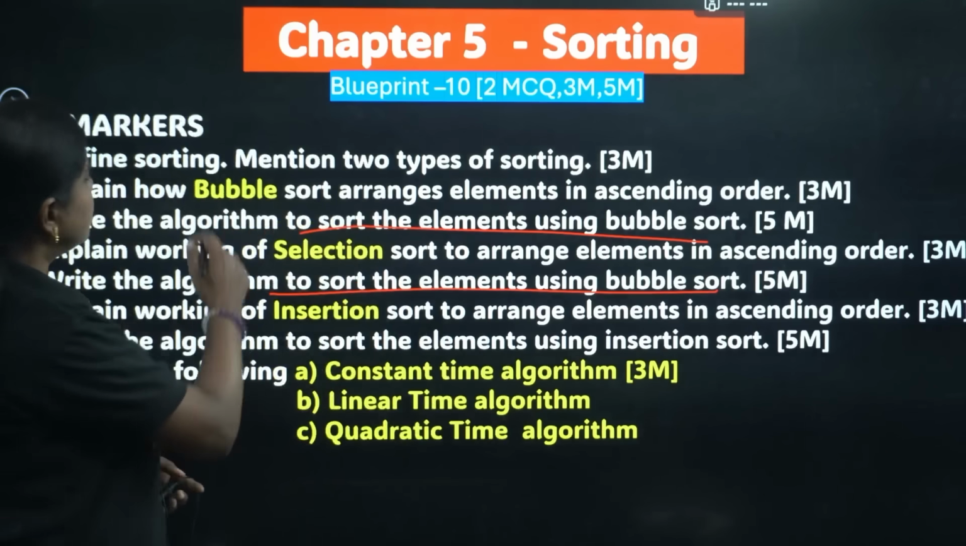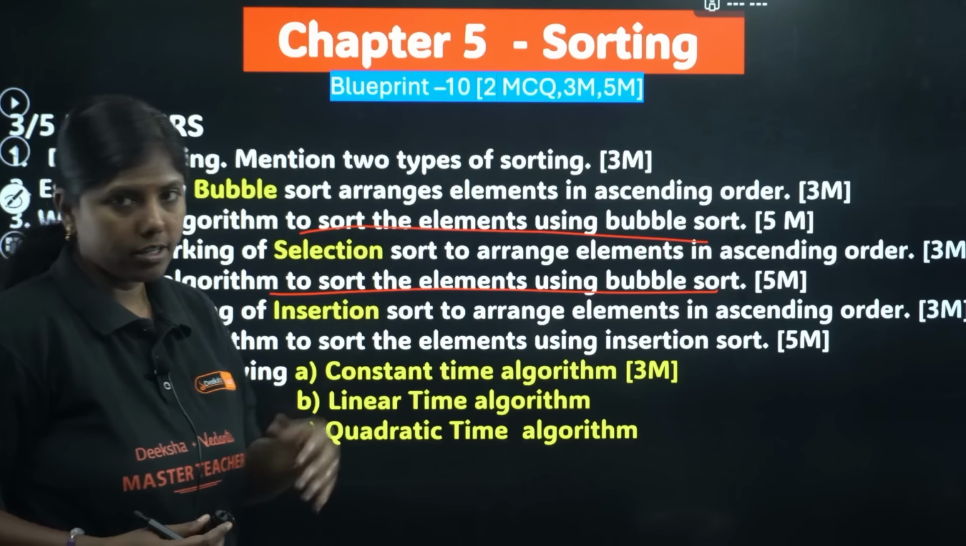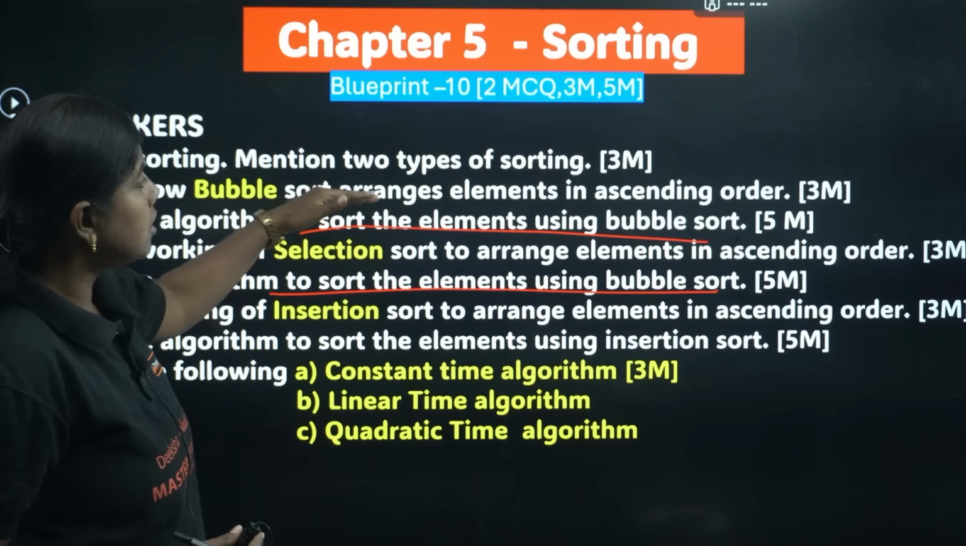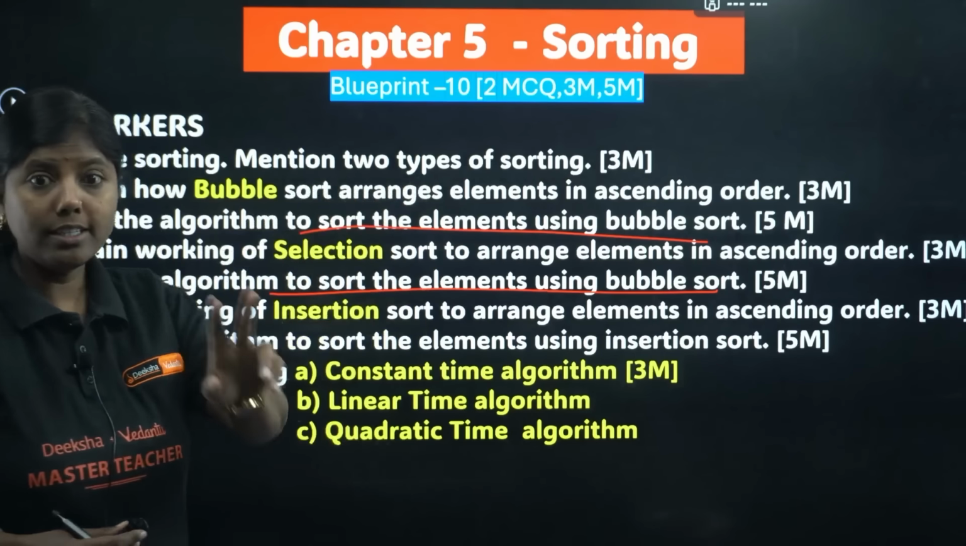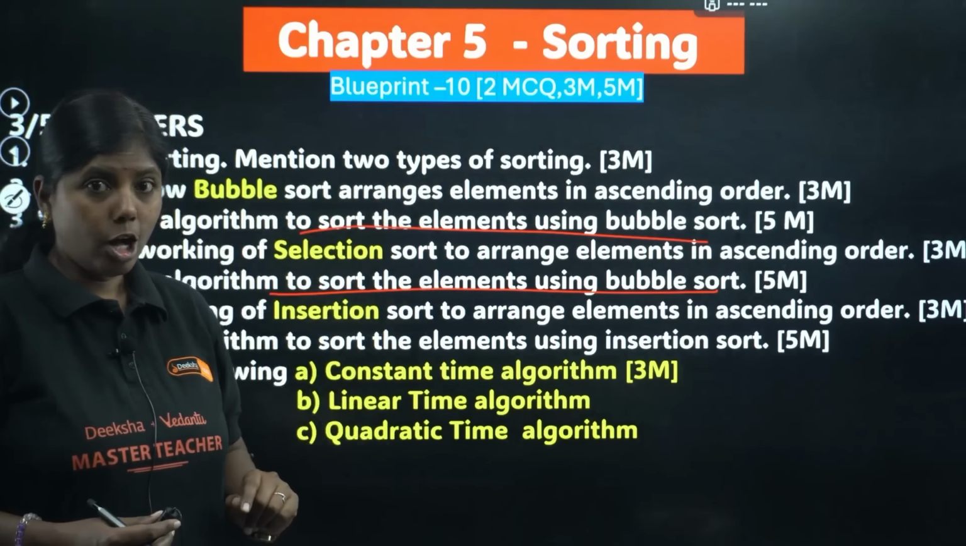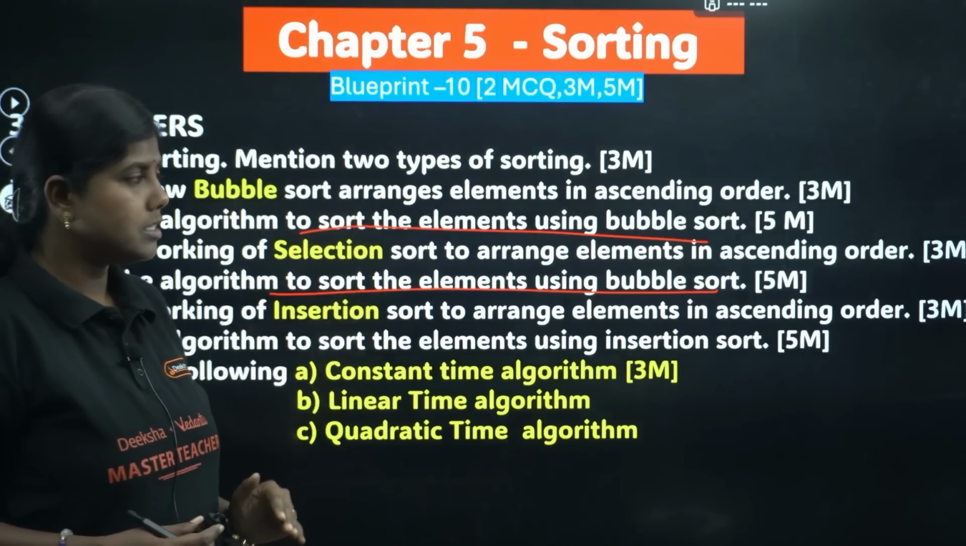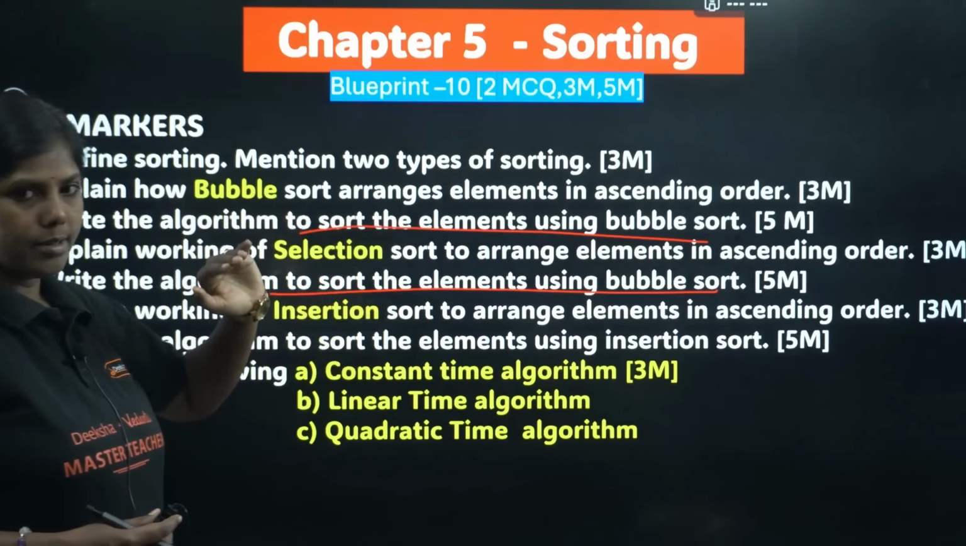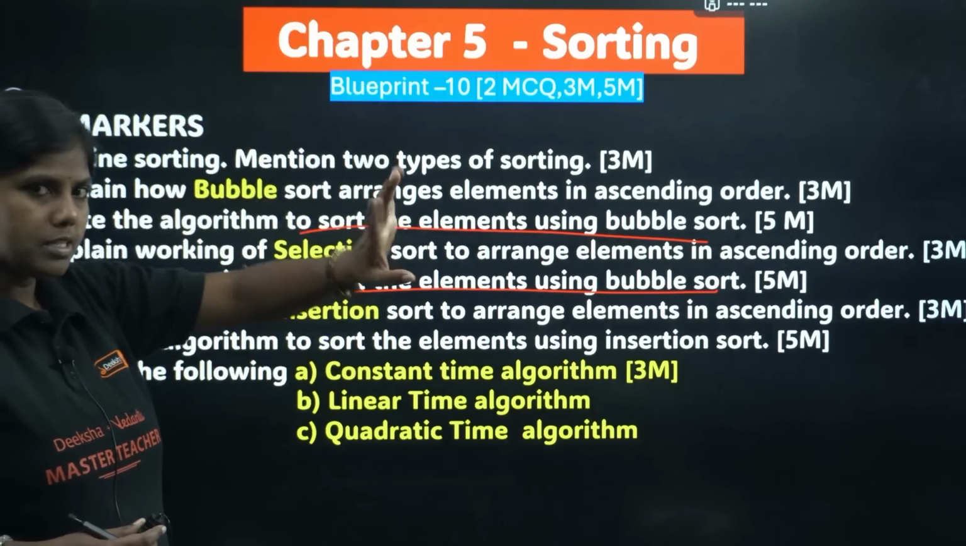So what is it? Define sorting and 2 types of sorting. Explain how bubble sort arranges elements in ascending order. This is going to be a HOTS question. You need to diagrammatically represent it and show it. Write an algorithm to sort. One is going to be an arrangement of elements, another is going to be the algorithm.